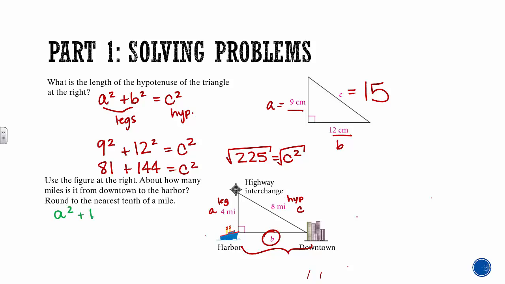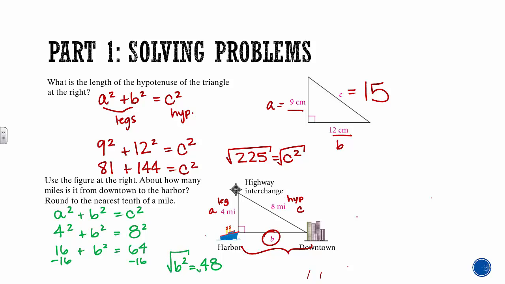So for A squared plus B squared equals C squared, we're going to plug in 4 for A. We're trying to find B, and we know C is 8. So we have 16 plus B squared equals 64. We have to subtract 16 from both sides, so we end up with B squared equals 48. Then take the square root. This is not a perfect square, so we get kind of an icky number here. But we know it's got to be really close to 7, because 49 is a perfect square. So we actually get 6.9. So this is about 6.9 miles.